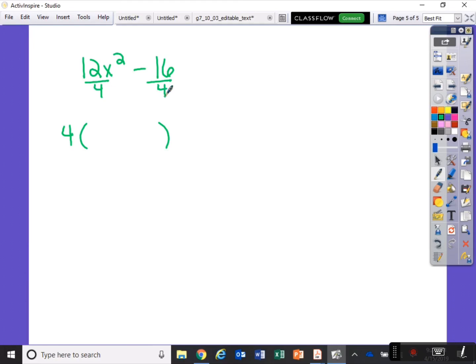What is 12 divided by 4? 3. So now I've got 3x squared minus, and what's 16 divided by 4? 4. Did it make a perfect square then? No. But this would technically be your answer. So just because it's not a difference of two squares doesn't mean you can't do anything to it. You should still check for a GCF, simplifying. We're going to do more of those at the end of this lesson.